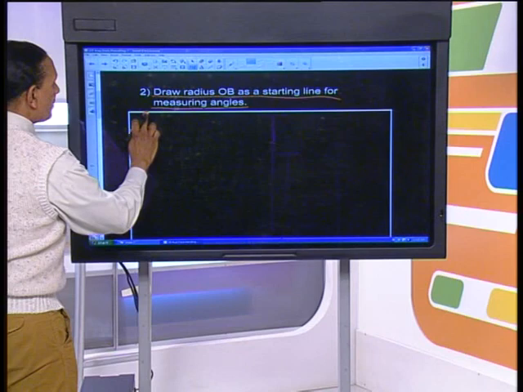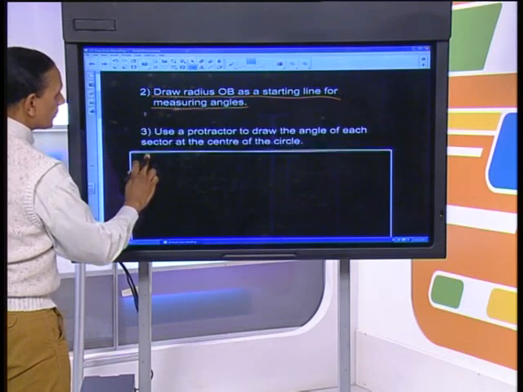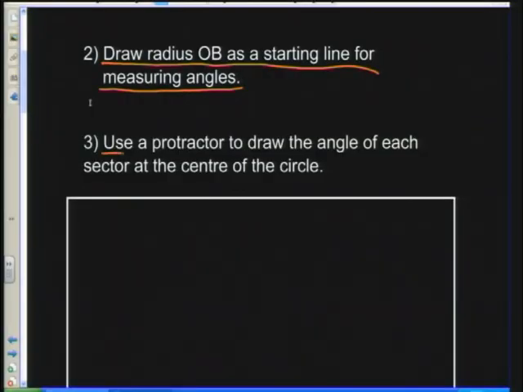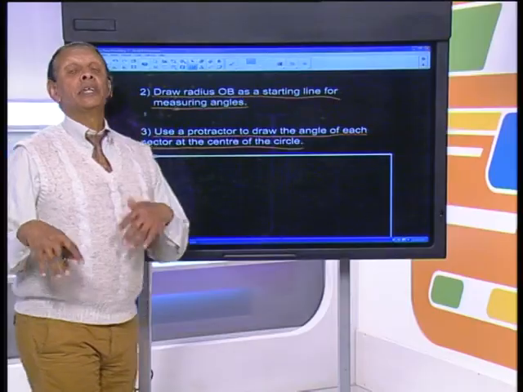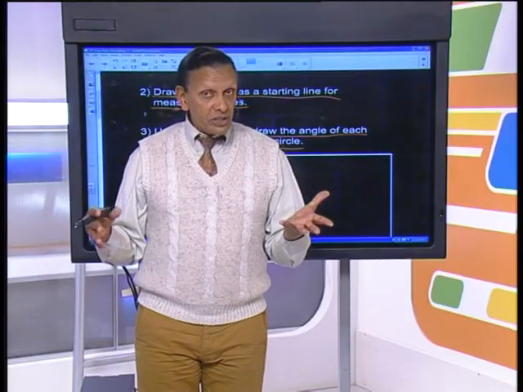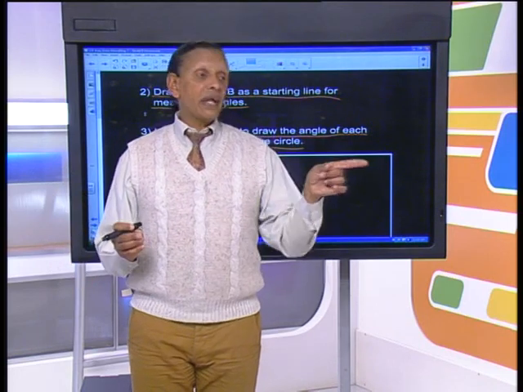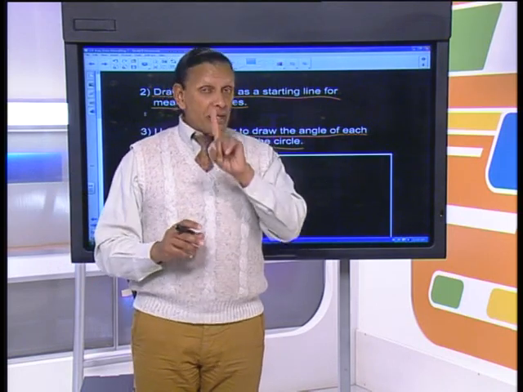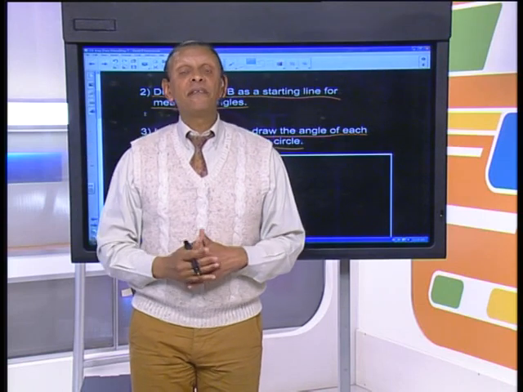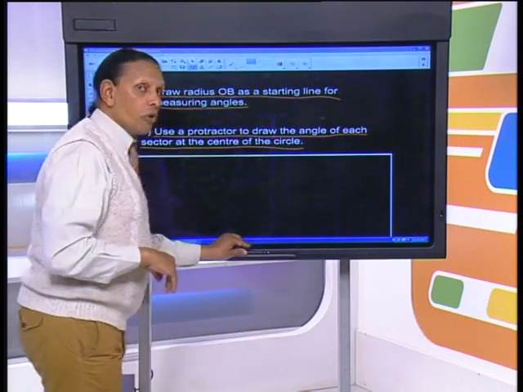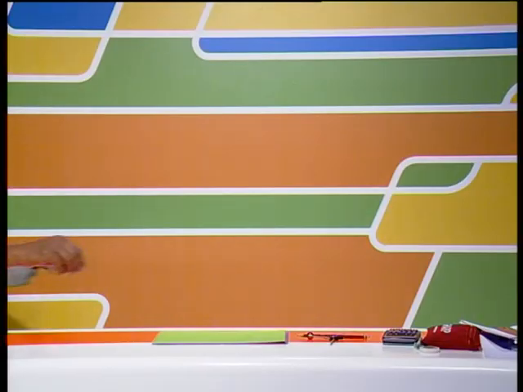Right, so step number three. Use a protractor to draw the angle of each sector at the center of the circle. Right, so now you're going to use your protractor to measure. Of course, you are going to do some calculations. I'll show you later on. You're going to work out certain angles, and then I'll show you how to measure. Remember, now I'm just taking you through the different steps. So let me go back to the board and show you what I mean.